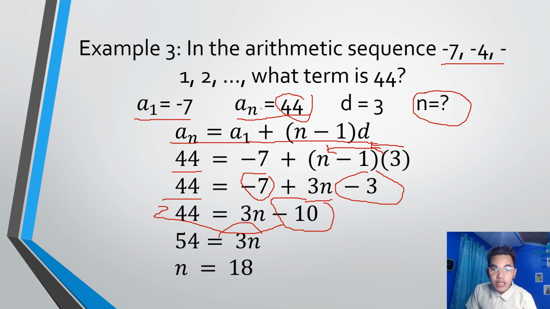Then, 3n remains. So, how do we eliminate the 3 again? What remains is n. You just divide by 3 on both sides. Divide 54 by 3. Divide 3n by 3 so that it cancels. So, n is 54 divided by 3. So, n is equal to 18. So, this number 44 is the 18th term, or a sub 18. It is 44.